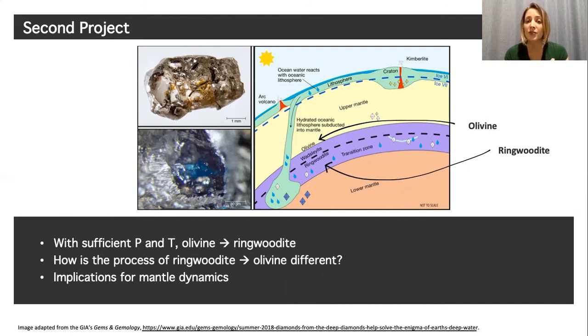Each one of these mineral phases has different physical properties, and so they affect mantle dynamics differently. So ultimately, this project will hopefully provide some insight into mantle dynamics. And so far for this project, I've just begun a review of the literature and textbooks on the subject.